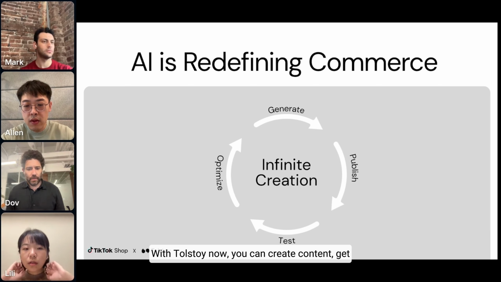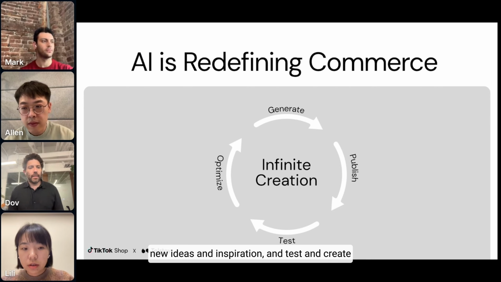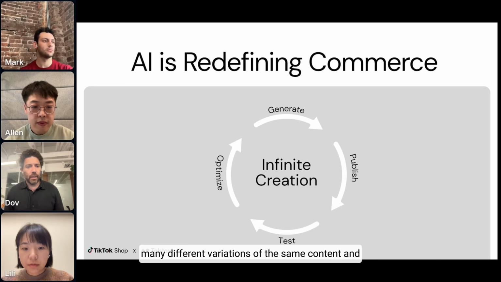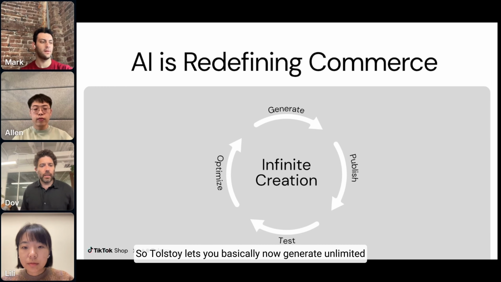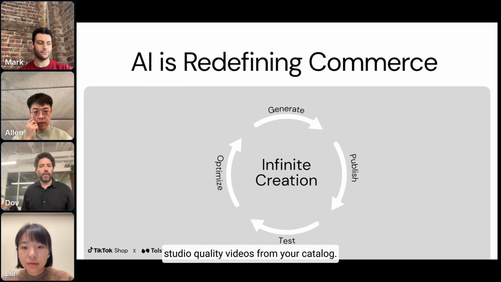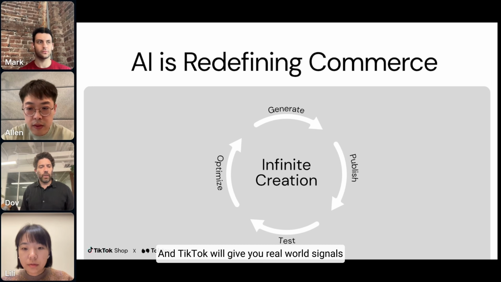With Tolstoy now, you can create content, get new ideas and inspiration, and test and create many different variations of the same content and test them all with this API integration. So Tolstoy lets you basically now generate unlimited studio quality videos from your catalog. And with this integration, you can publish them instantly and at scale. And TikTok will give you real world signals that you need to test what actually works.